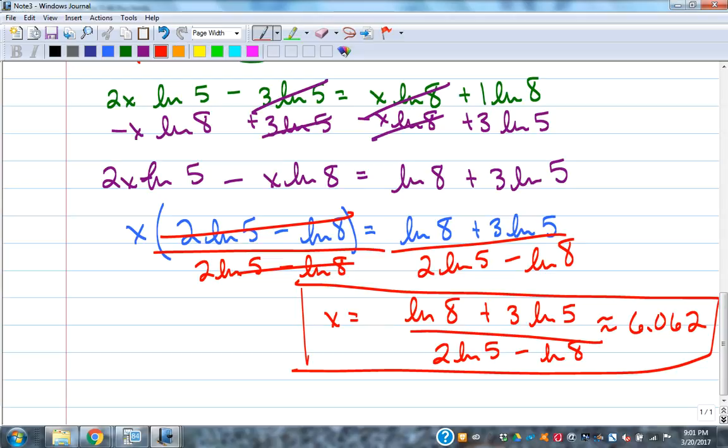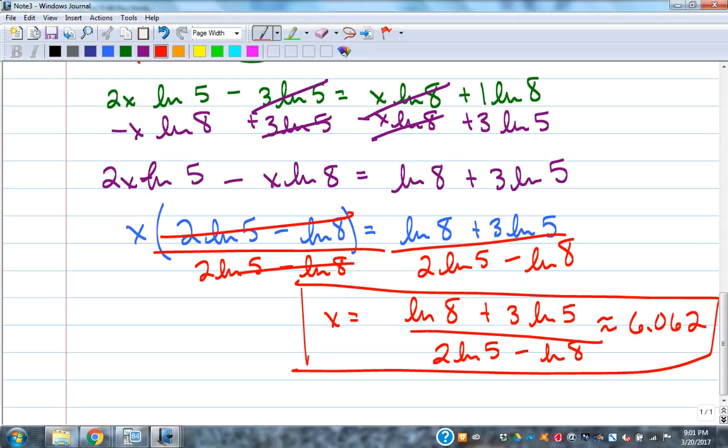Process-wise, you have to think: okay, I've got to get the exponent down, distribute, get the x's together and the things that are not x's on the other side, and then go from factoring and going from there.